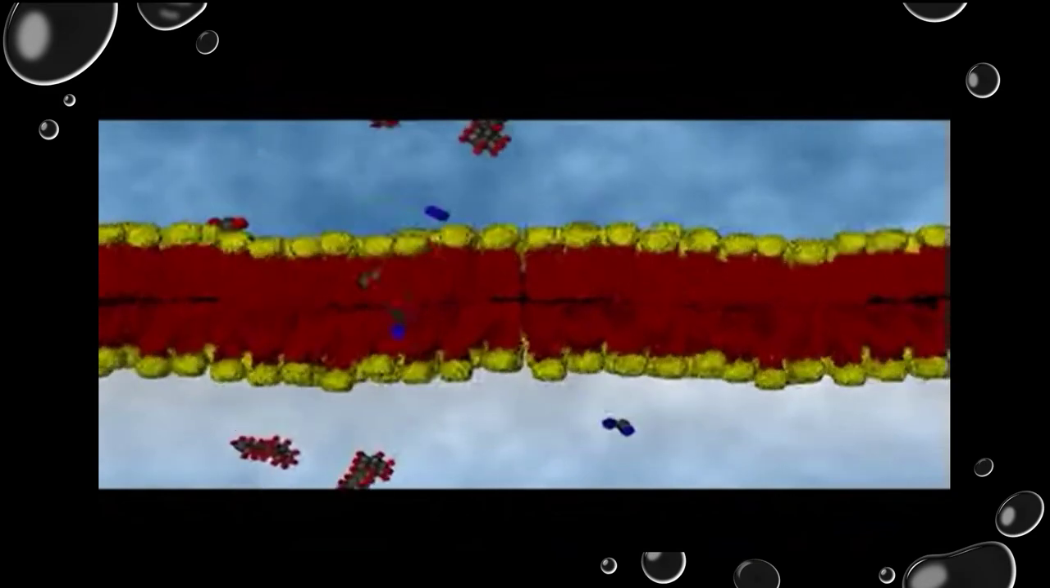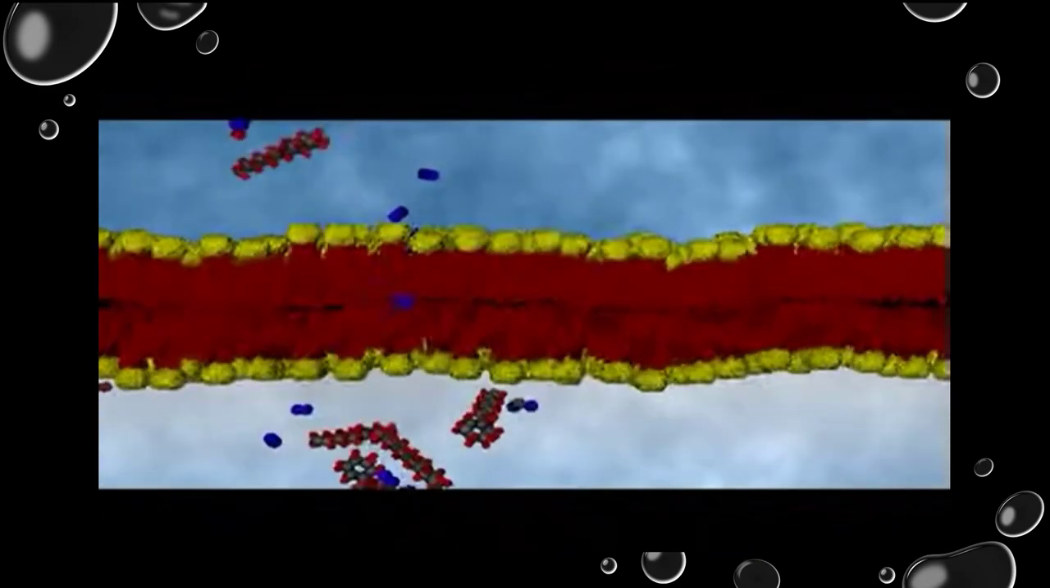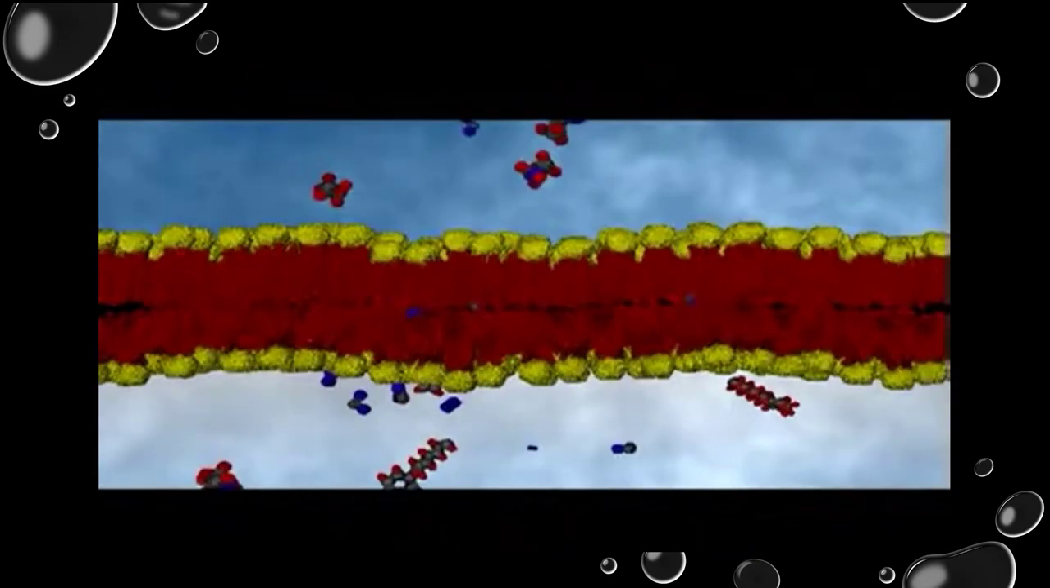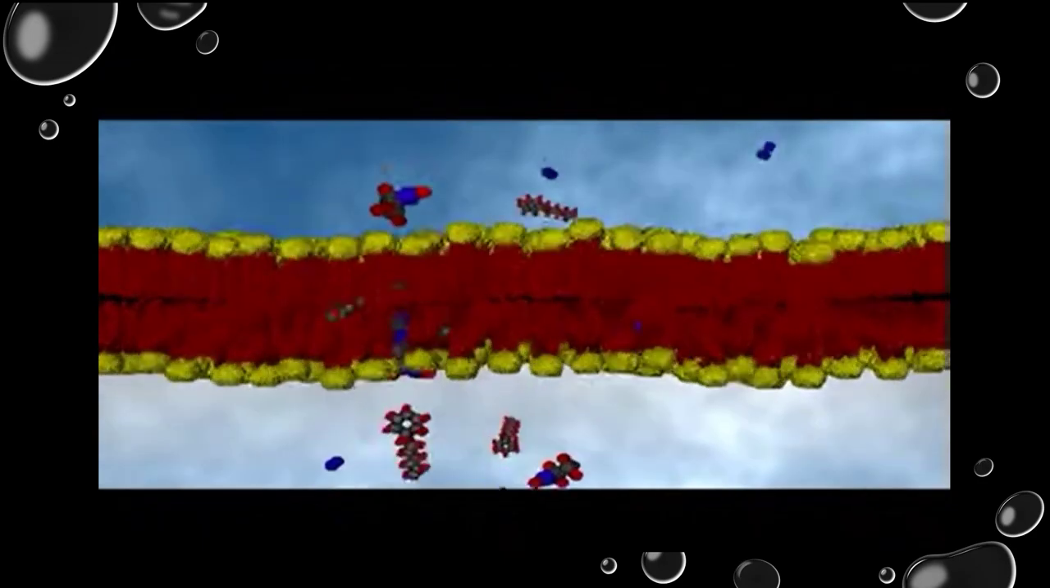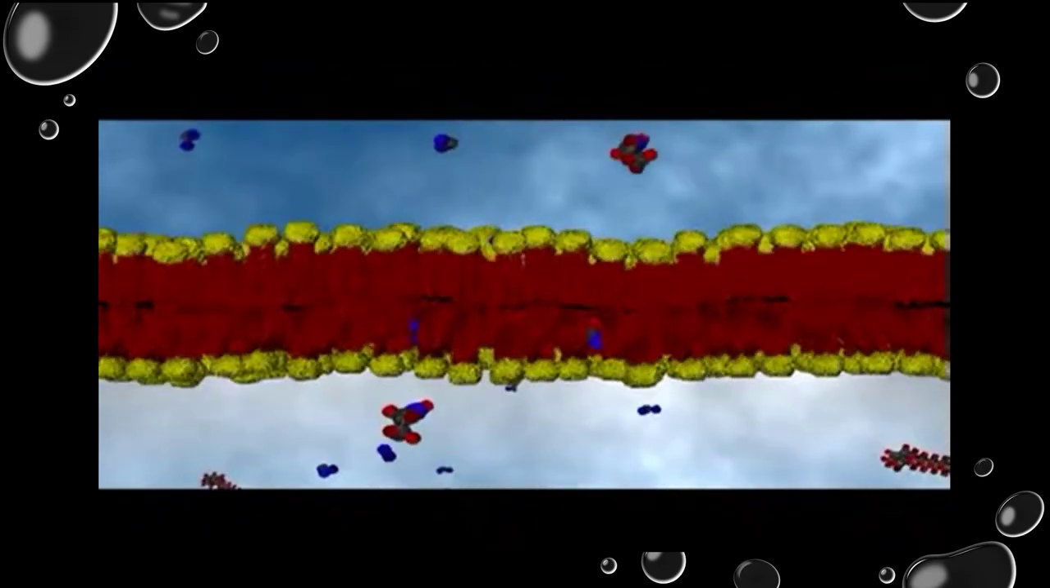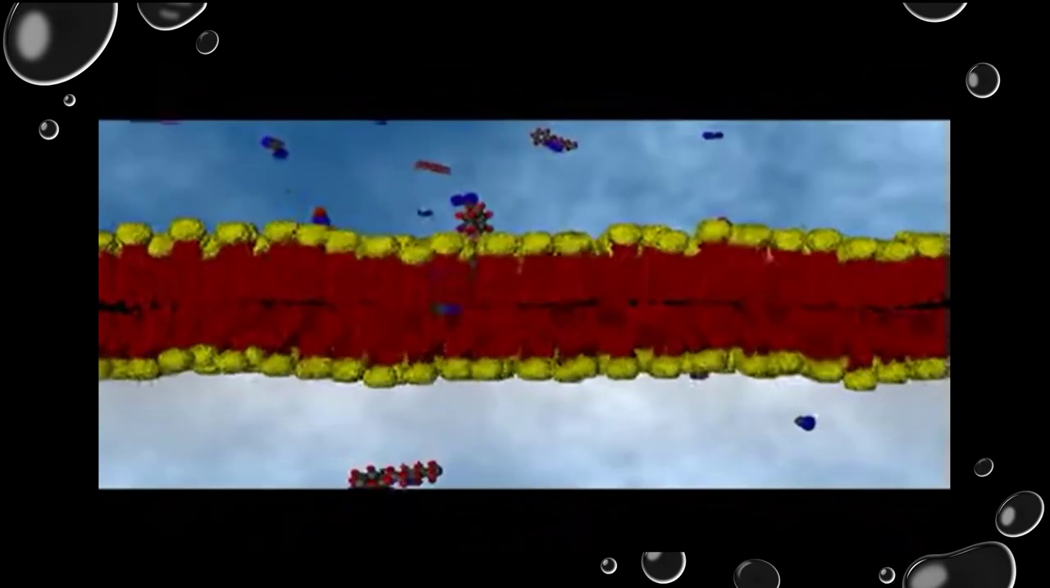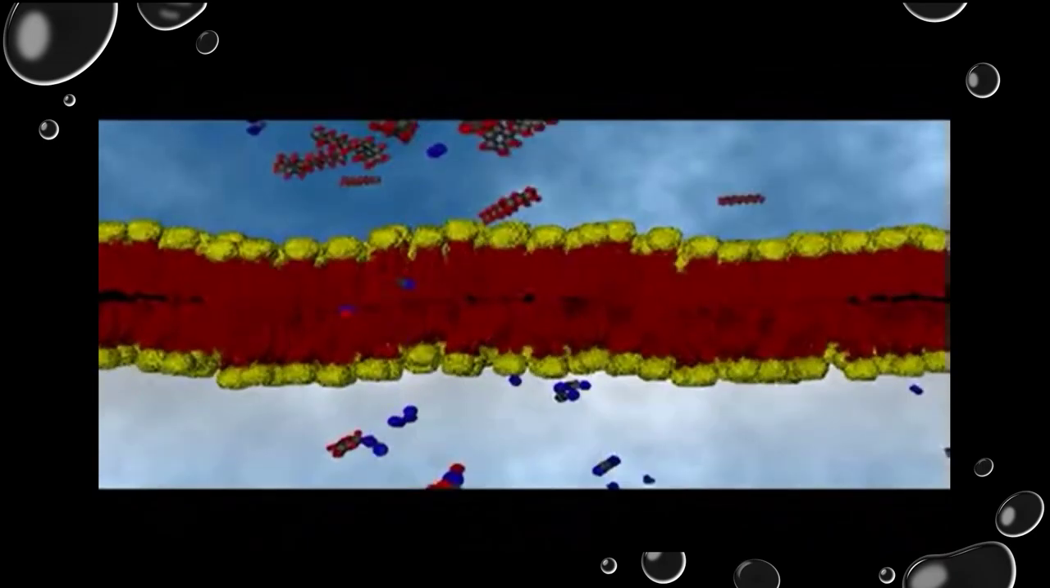Generally, the rate of simple diffusion of a substance across a membrane is a function of the relative concentration of the substance on either side of the membrane, the size of the substance's molecules, and on that substance's lipid solubility.